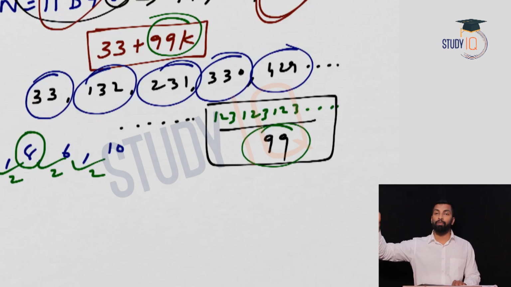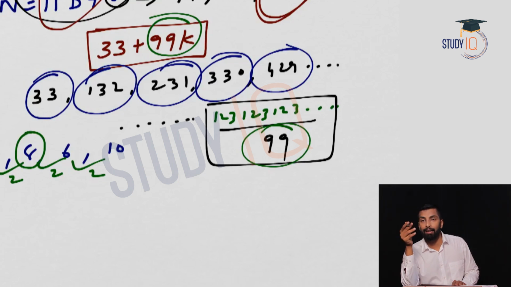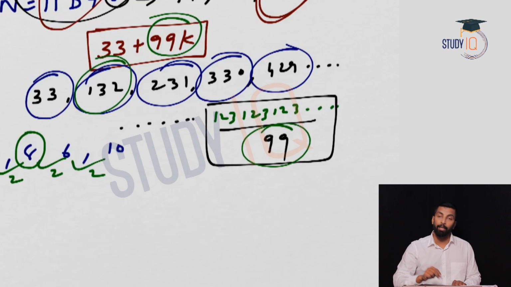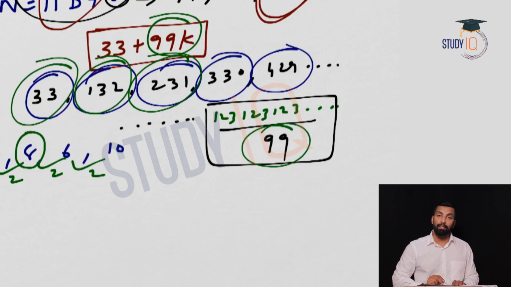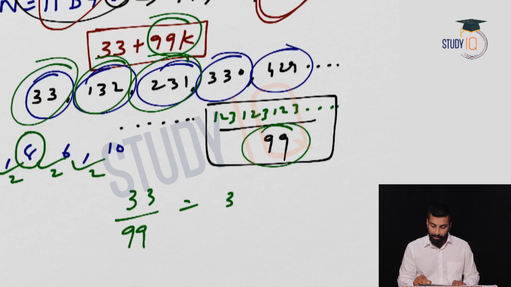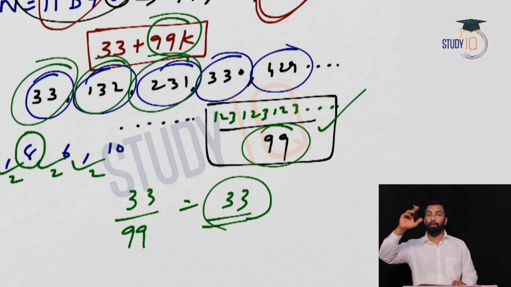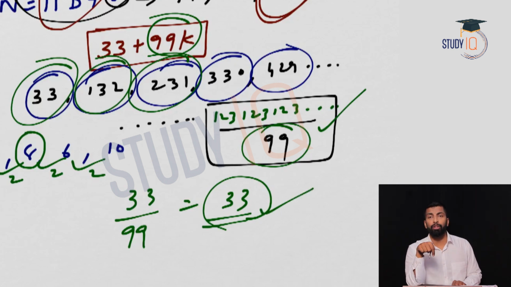So 1, 2, 3, 1, 2, 3, 1, 2, 3 is part of the series. So when you divide it by 99, you get a remainder that will be the same as that of 132 by 99. That will be the same as that of 231 by 99. Or what is easy? Take the first term 33. So divide 33 by 99. What you get? 33 itself is the remainder. That means 33 will be the remainder when you divide 123, 123, 123 by 99. So what is your answer? 33.